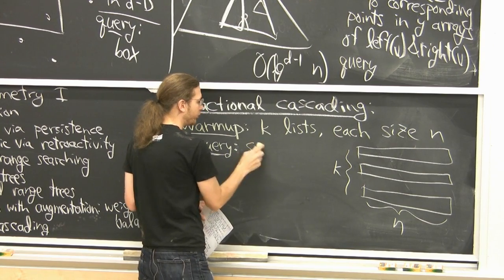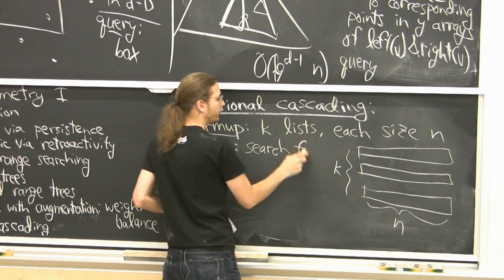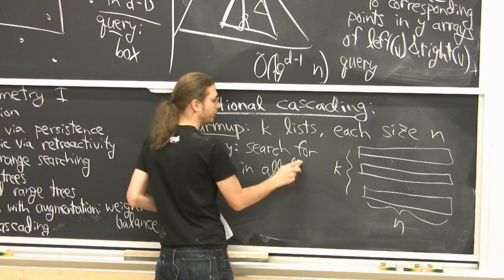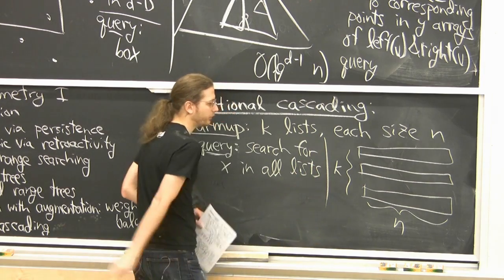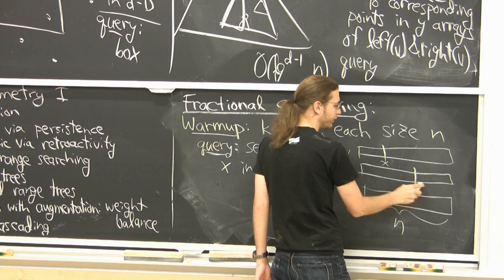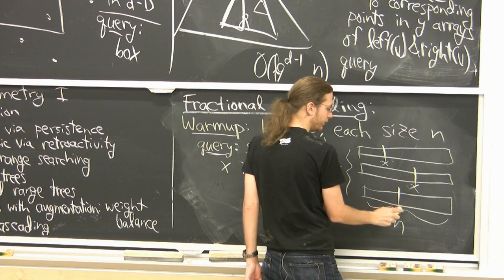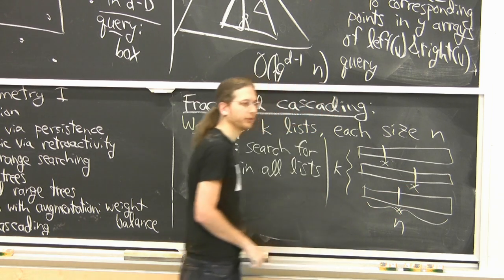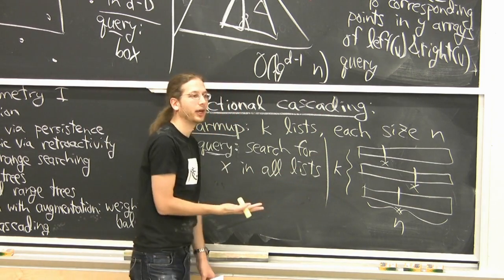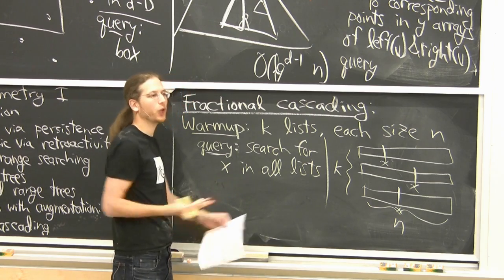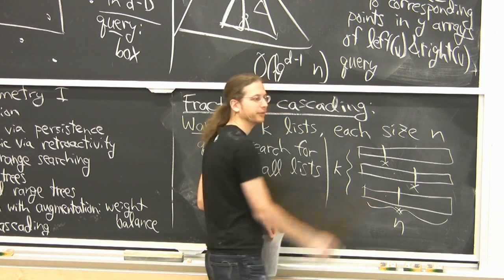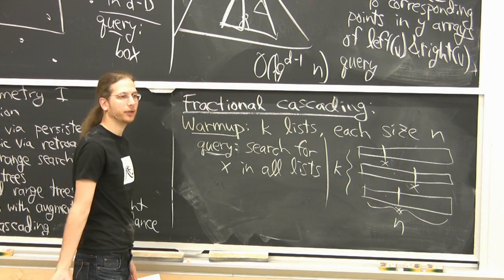Query is: search for x in all lists. I want to know what the predecessor and successor of x is in this list, and in this list, and in this list. All of them. If I just merge the lists and search for x, I would find where x fits globally. But I want to know how it fits relative to this list, and relative to this list, and relative to this list. How do I do it?